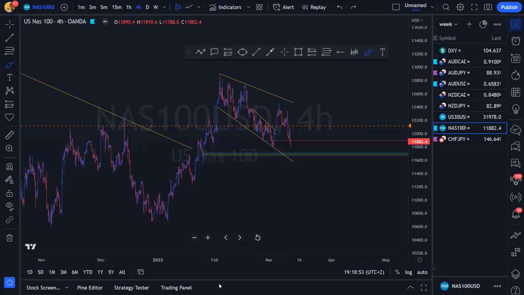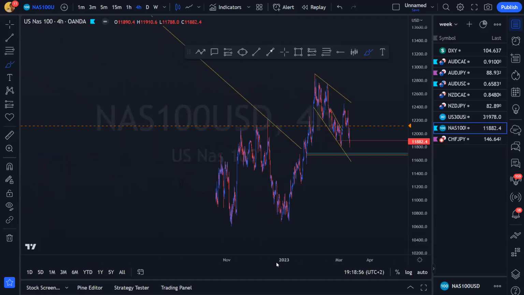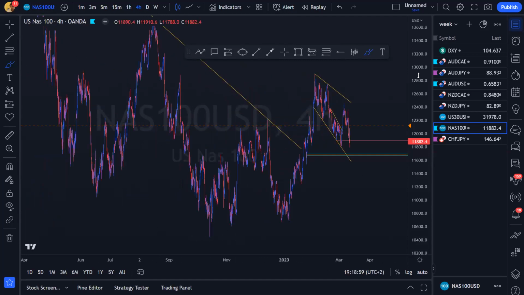Where is long-term bullish, guys? Where is long-term bullish? If you bought Tesla last year, your whole portfolio is down 70%. So tell me, where is long-term bullish?